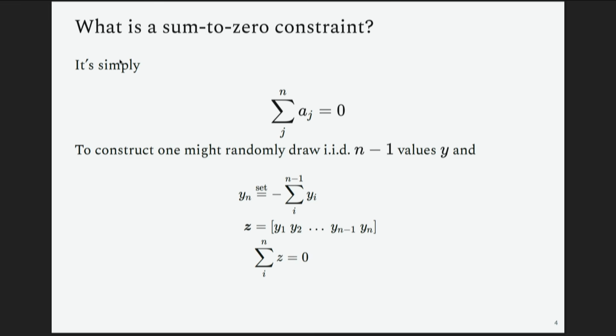First, what is a sum to zero constraint? It is exactly what you think it is. You have this vector, and it sums to zero. So you might think that an easy way to do this is you take your n minus 1 parameters, you sum them up, and you take the negative of that to get it to sum to zero. So you can see that here, which is y_n, and you set it to that, and then you can see that z is going to sum to zero.